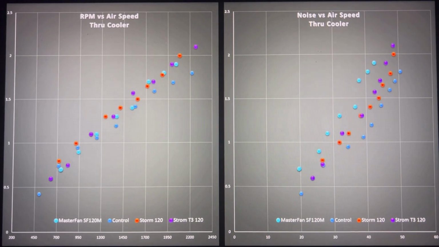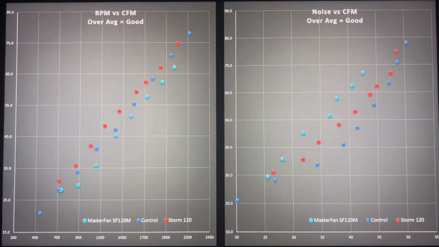So that is a very interesting result, and let's see if it holds true for the next graphs. The next graphs we're going to be taking a look at are my CFM tests, or cubic feet per minute. This is where I basically blow air from the fan through a cylindrical tube. I know the inner diameter, and I know how fast the air is coming out the back because I have my anemometer sitting back there, and I'm able to calculate a CFM. So that is the volume of air that the fan can move.